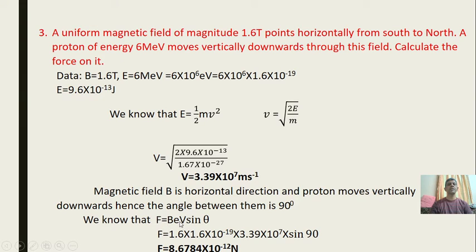Therefore, F is equal to BeV sin theta. We will substitute the values. The strength of the magnetic field B is equal to 1.6 Tesla. Again, the charge of the proton is 1.6 into 10 power minus 19, velocity is 3.39 into 10 power 7, and theta is 90. We will get 8.6784 into 10 power minus 12 Newton.